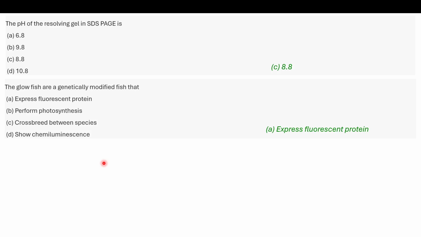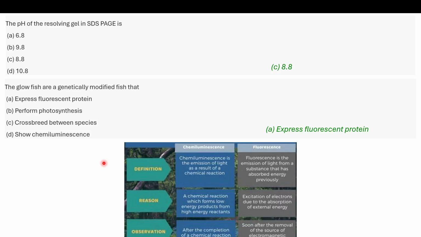Whereas in chemiluminescence, a particular chemical reaction takes place, and the product hence formed gives rise to the signal that is obtained. So this is the difference. Chemiluminescence is the emission of light or signal as a result of a chemical reaction, and in fluorescence, the light is emitted from a substance that has absorbed energy previously.